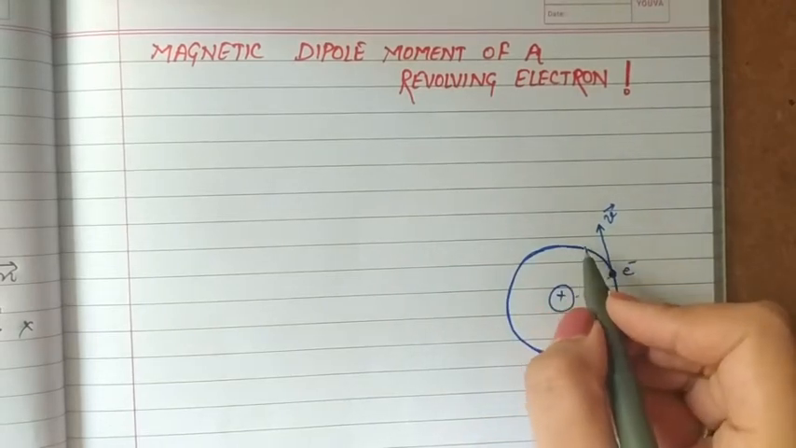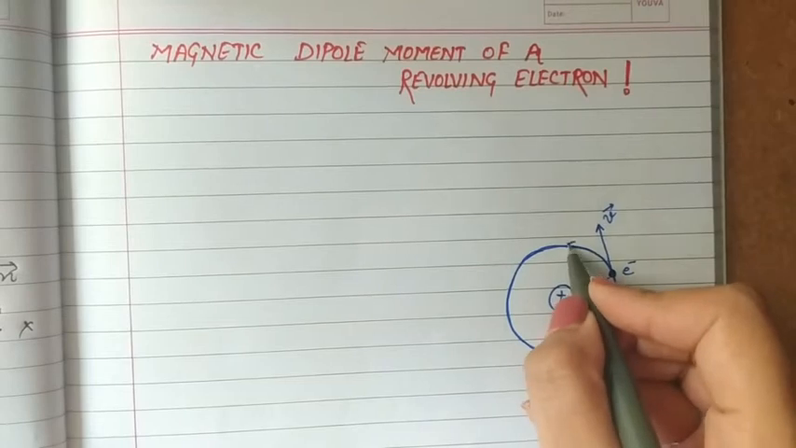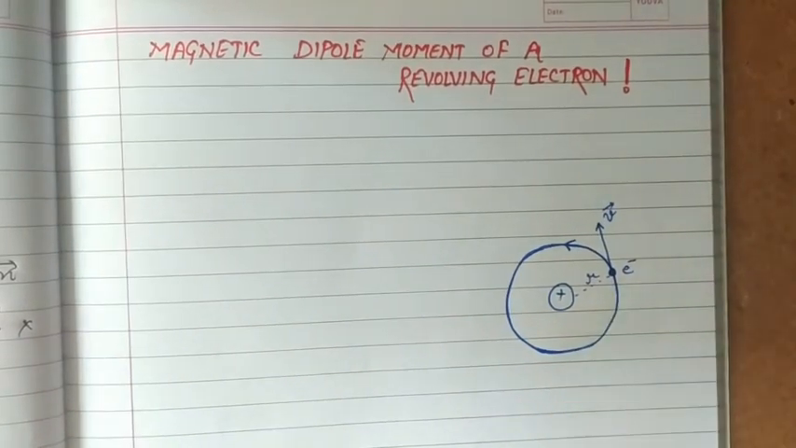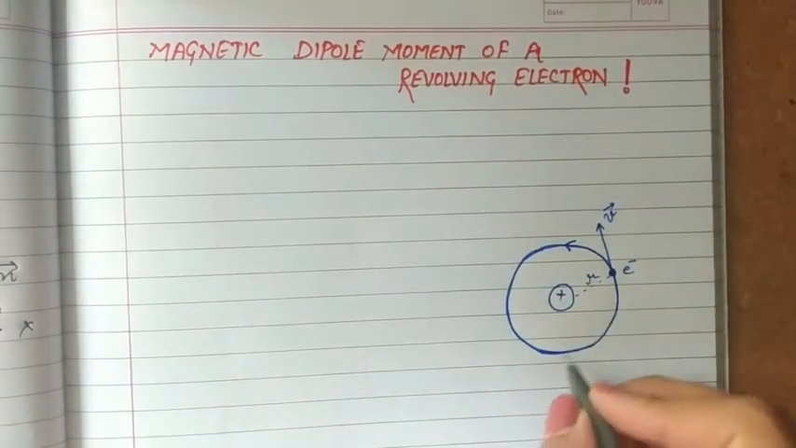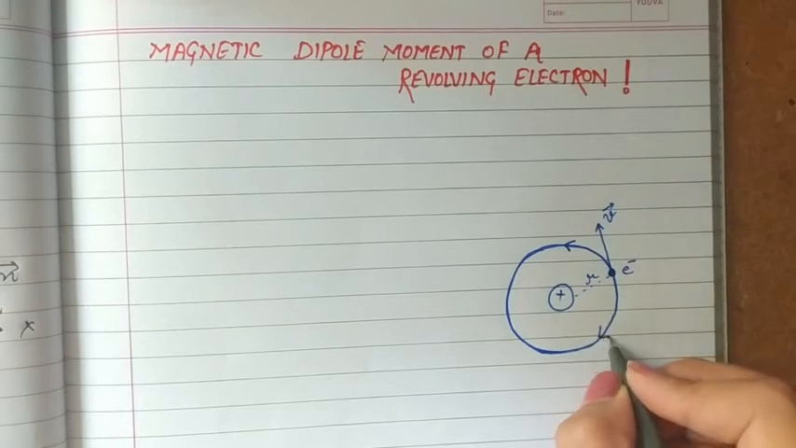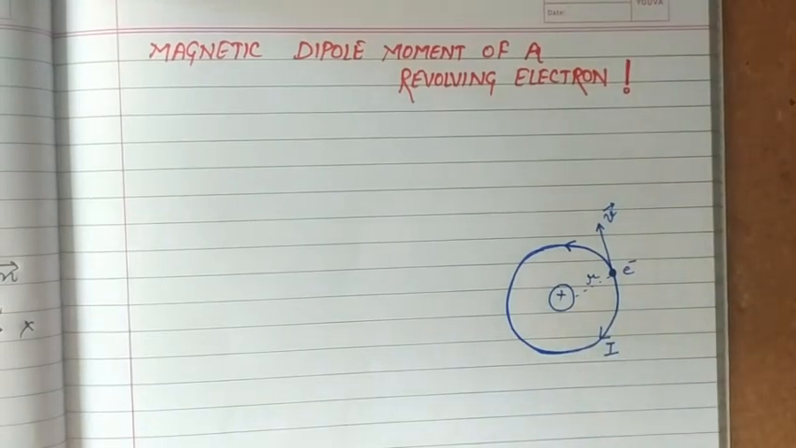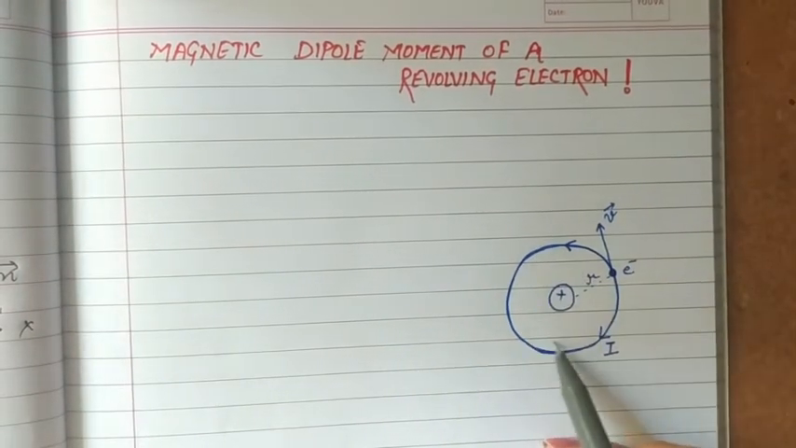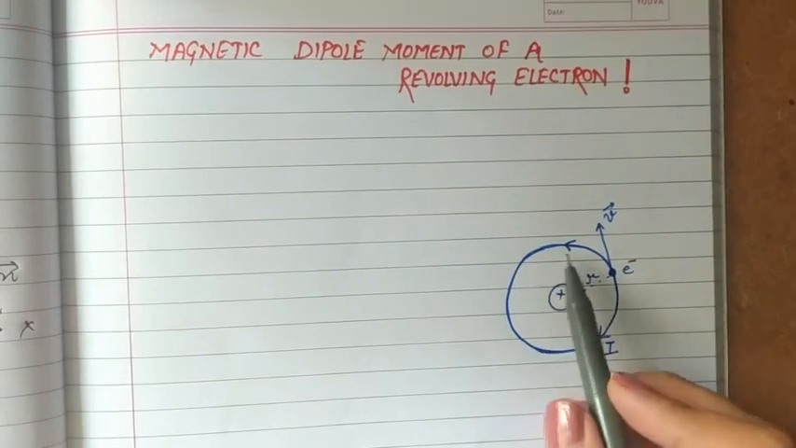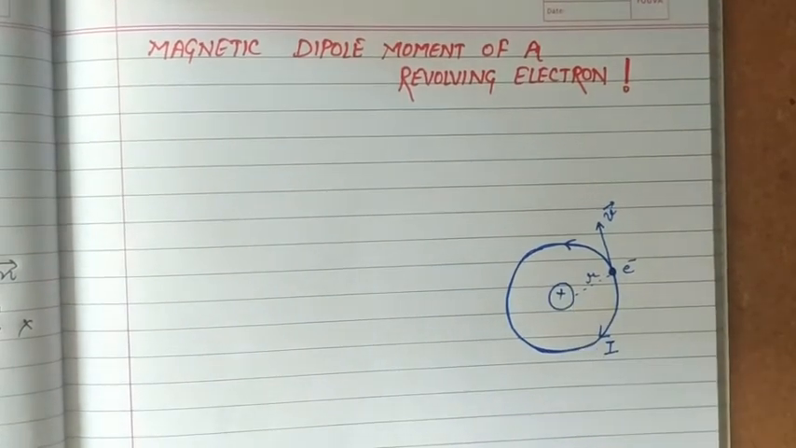If this electron is moving in anti-clockwise direction, then the flow of current will be opposite to that direction, means in this direction. If flow of electron is in anti-clockwise direction, then in that case flow of electron causes a current which is opposite to the direction of flow of electron, that is in clockwise direction. So this orbit behaves as a current carrying loop having current in clockwise direction.